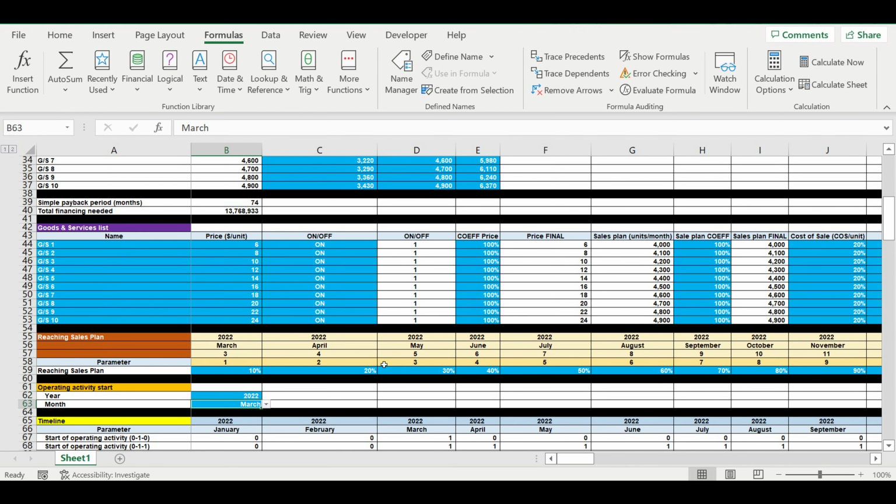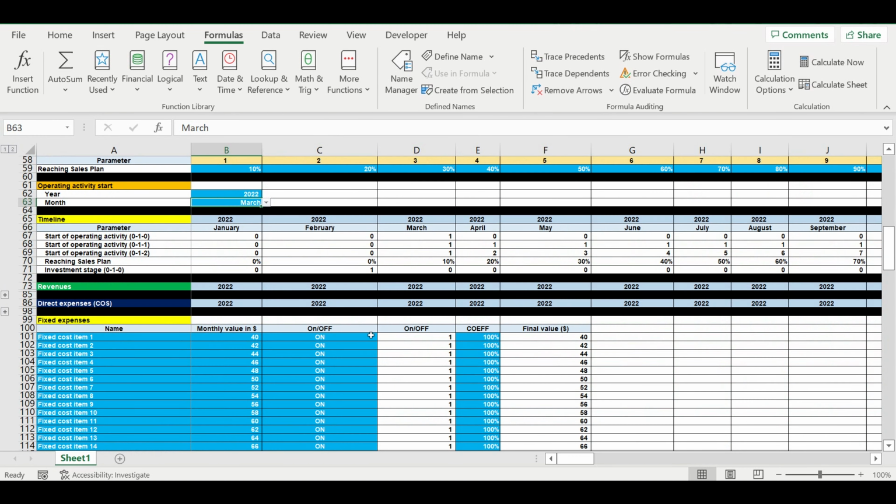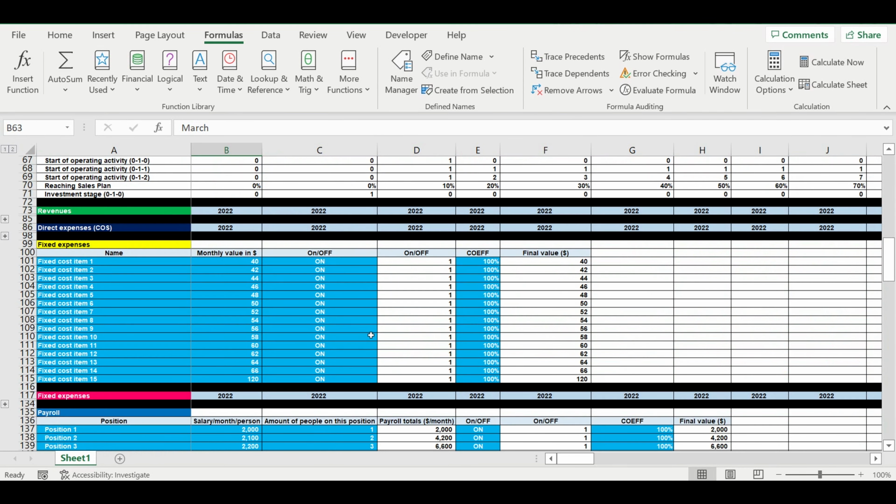Then you specify when you get the first revenues, year, then month. Then you describe fixed costs, for example rent, utilities, advertising. Here will be the list of these expenses.